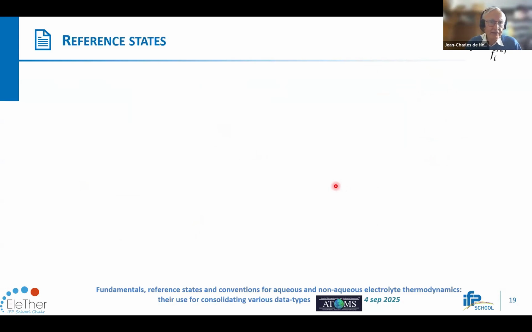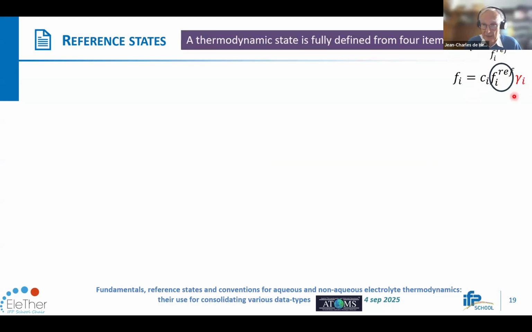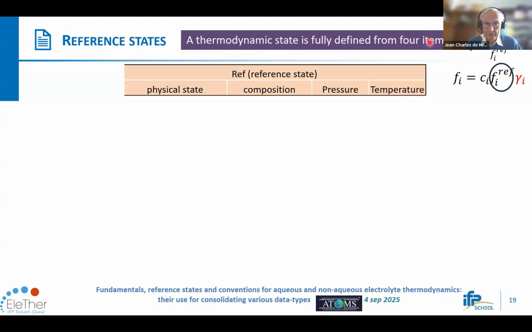And for getting the exact thermodynamic meaning of all this, we need to really go back to the definition: activity being the ratio of fugacity divided by reference state fugacity. So we need to define what a fugacity is. Fugacity is a concentration times this reference state fugacity times activity coefficient, and we need to define what the reference state is. A thermodynamic state is fully defined from 4 items. These 4 items being the physical state, the composition, the pressure, and the temperature.